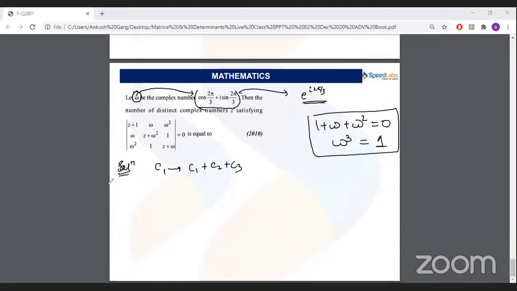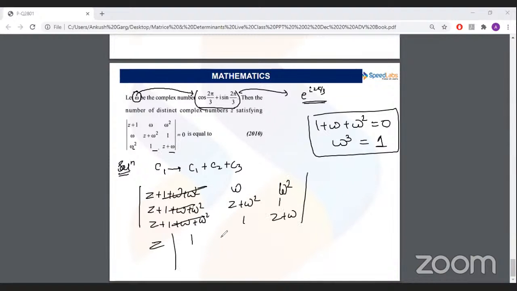C1 equals C1 plus C2 plus C3. This will become 1 plus omega plus omega square, which is 0, so the first column becomes Z plus 1 plus omega, and the same for the others, Z plus omega square. If you add these, I can take it common, so Z will come outside: 1, omega, Z plus omega square; 1, omega square, 1; Z plus omega.